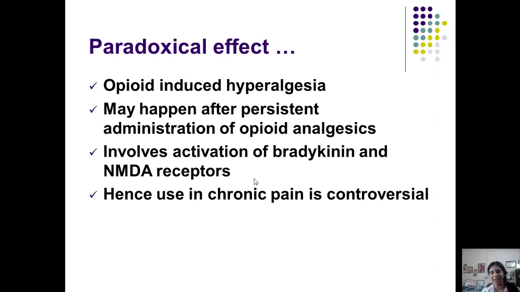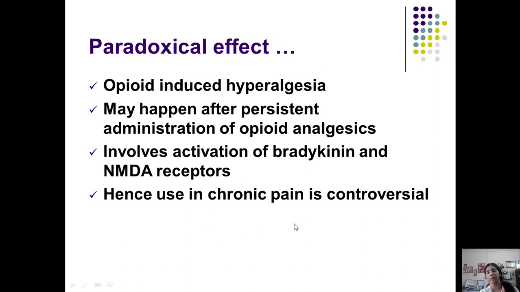Nothing is concrete. There are always exceptions to the use of morphine, because there have been some studies recently which have demonstrated a paradoxical effect of the opioids, that instead of bringing pain relief, they cause hyperalgesia. And this may happen after persistent administration of opioid analgesics and involves the activation of the bradykinin and NMDA receptors. Of course, the researchers have not been able to explain this to the scientific world, but this has been observed.